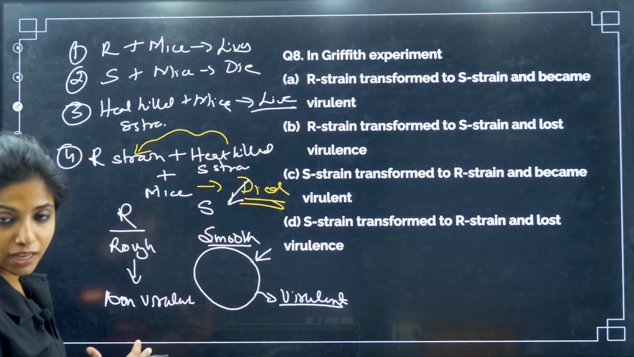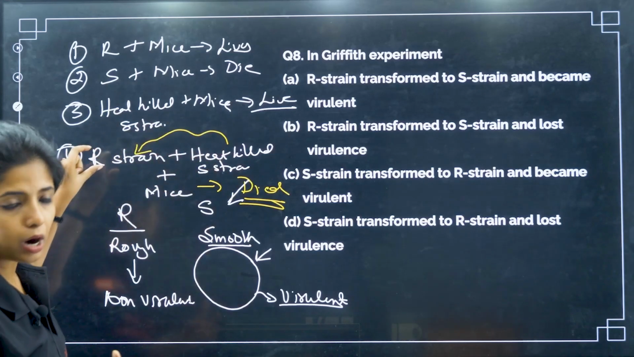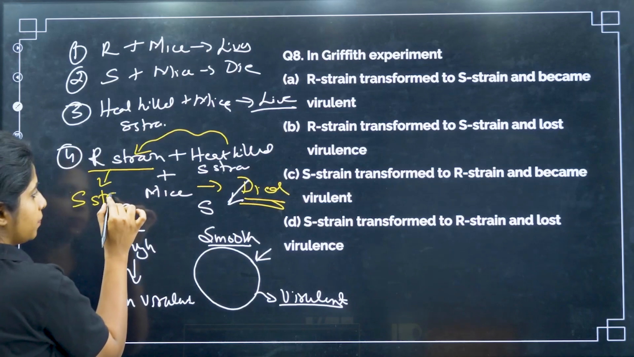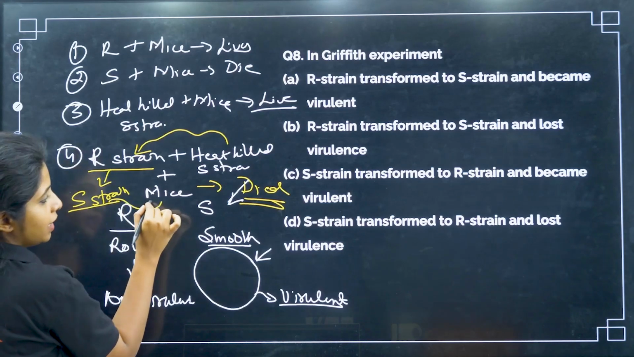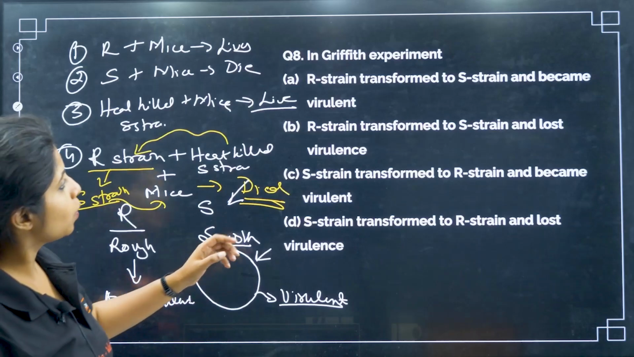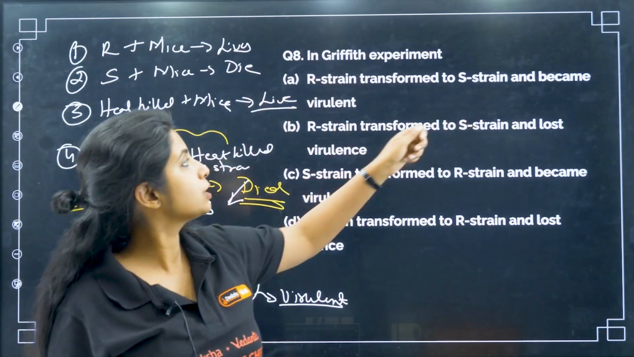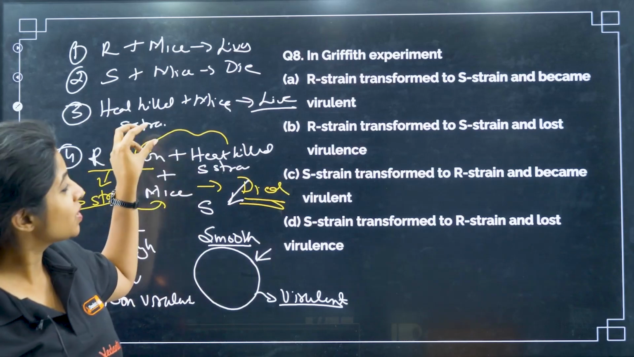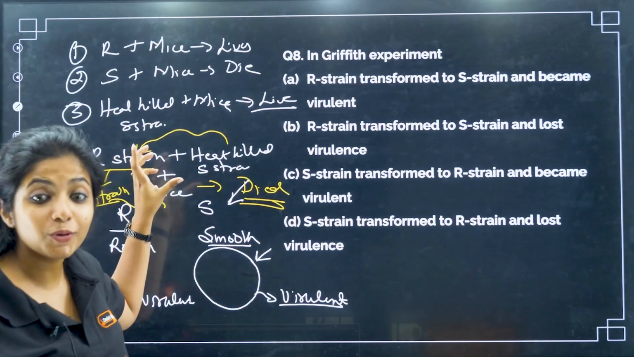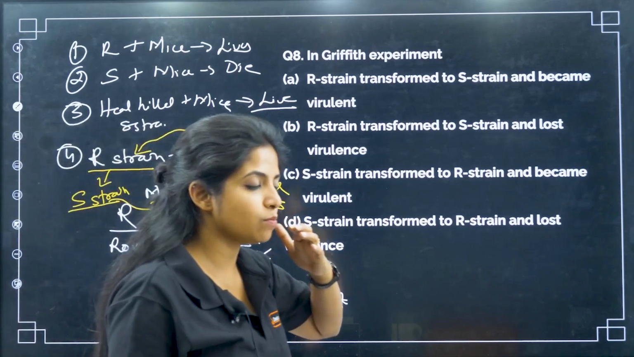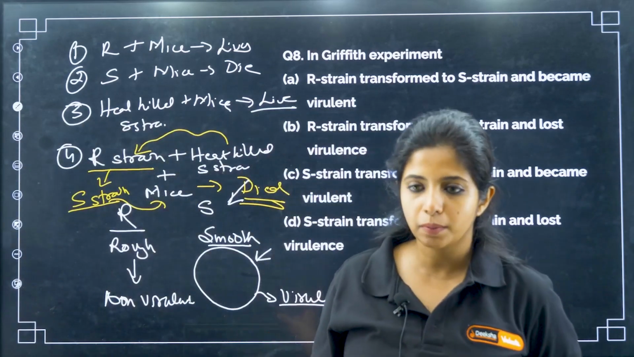That is, from heat killed S strain, something was transferred to R strain, and now this R strain behaved like an S strain and killed the mice, my dear children. Okay, so in Griffith experiment, R strain transformed to S strain and became virulent. Yes, because there was something being passed down from here to here. What was it? It was actually the DNA. About this, later they came to know when Hershey and Chase did their experiment and things like that.